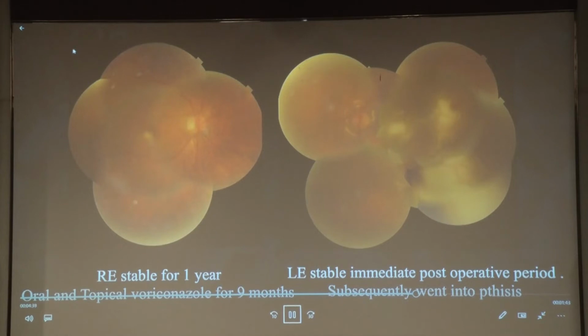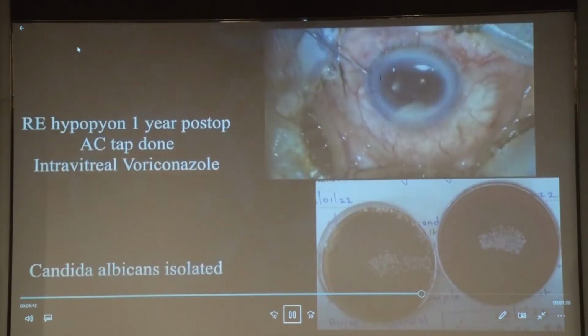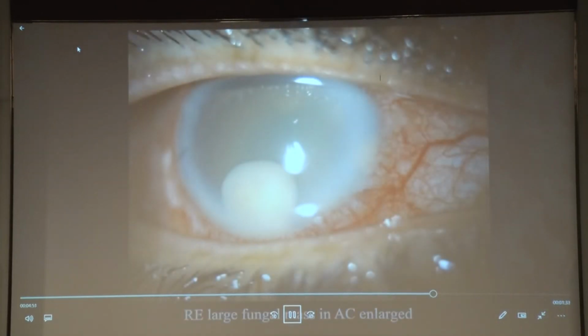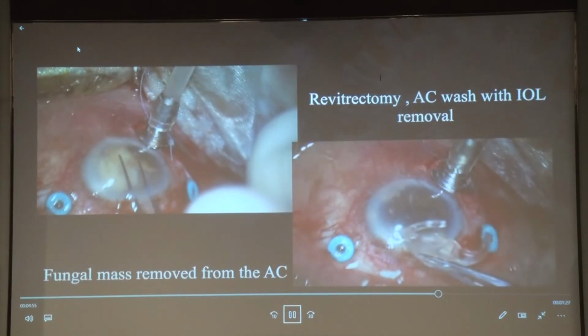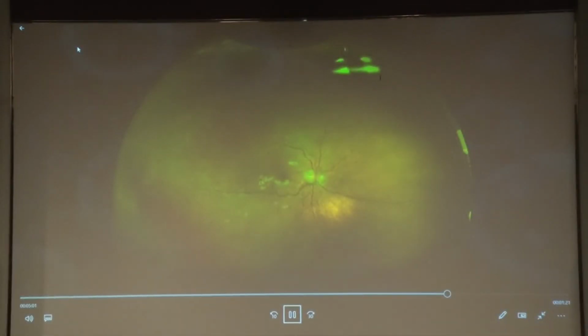He was on oral and topical voriconazole for 9 months. The right eye was infection-free for 1 year when he presented to us with a hypopyon that again grew Candida, and the eye worsened with a large fungal mass in the AC. He required a revitrectomy with IOL removal and oil injection. The retina is now stable, but this case makes us worried that the snowstorm can gather strength and attack us again.